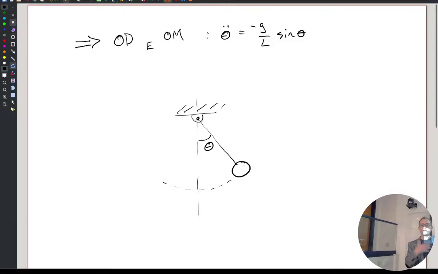So this is always going to be some kind of harmonic motion. It might not be a sine wave because we have a nonlinear equation of motion, but it's always going to be harmonic. If I start at theta, I'll end at negative theta, and I'll come back to theta. Kind of.